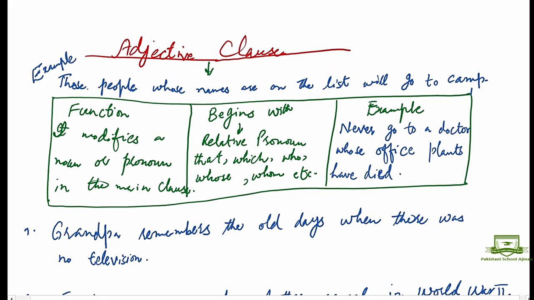Look at this example. Those people whose names are on the list will go to camp. Now first you need to identify the main clause and the subordinate clause. Now if you look at this sentence, those people whose names are on the list will go to camp.